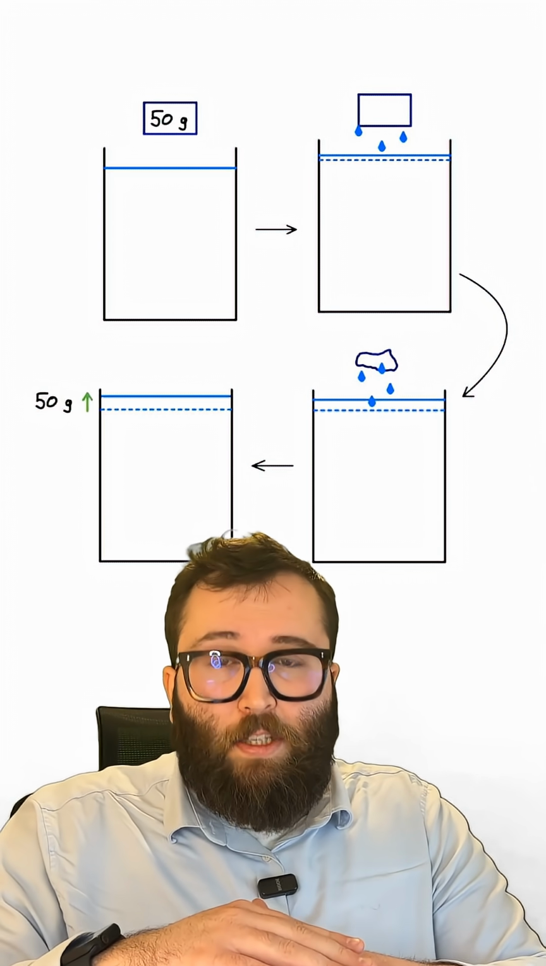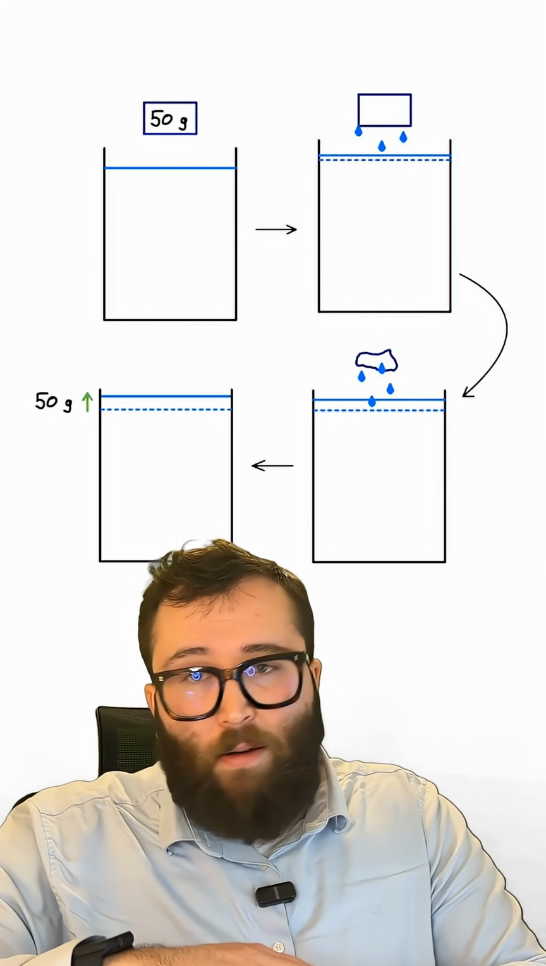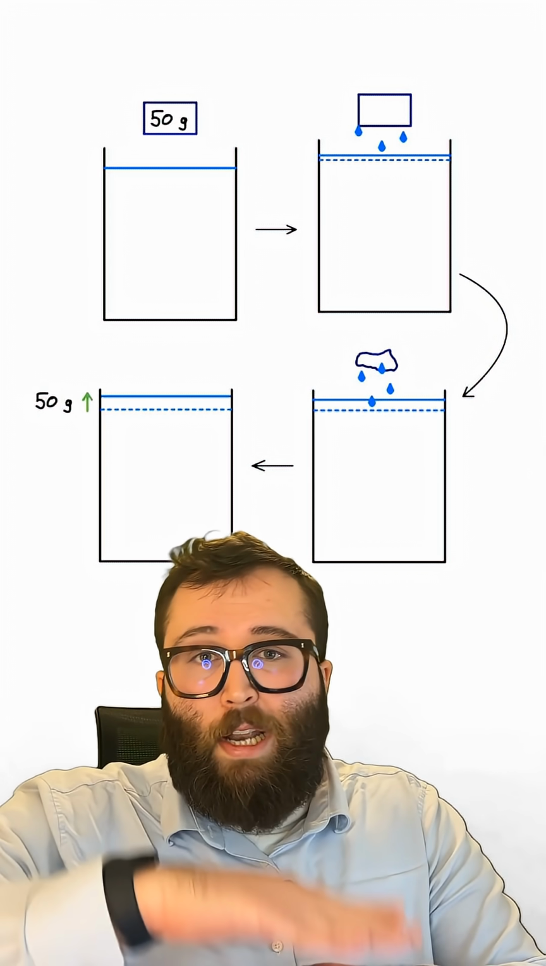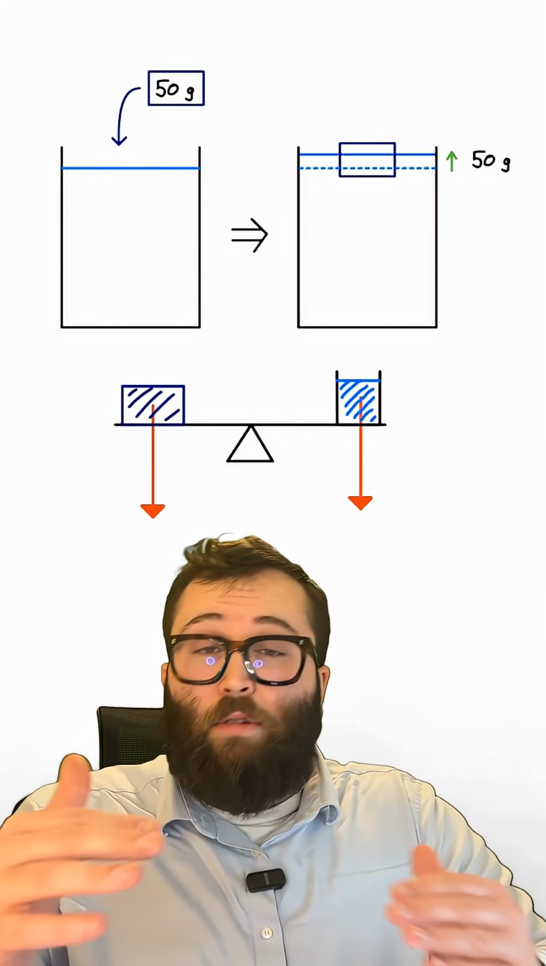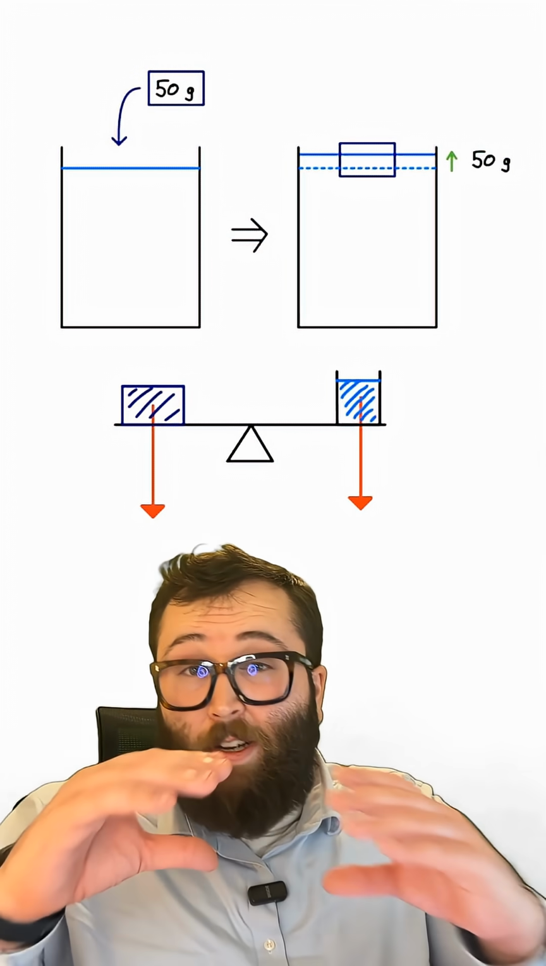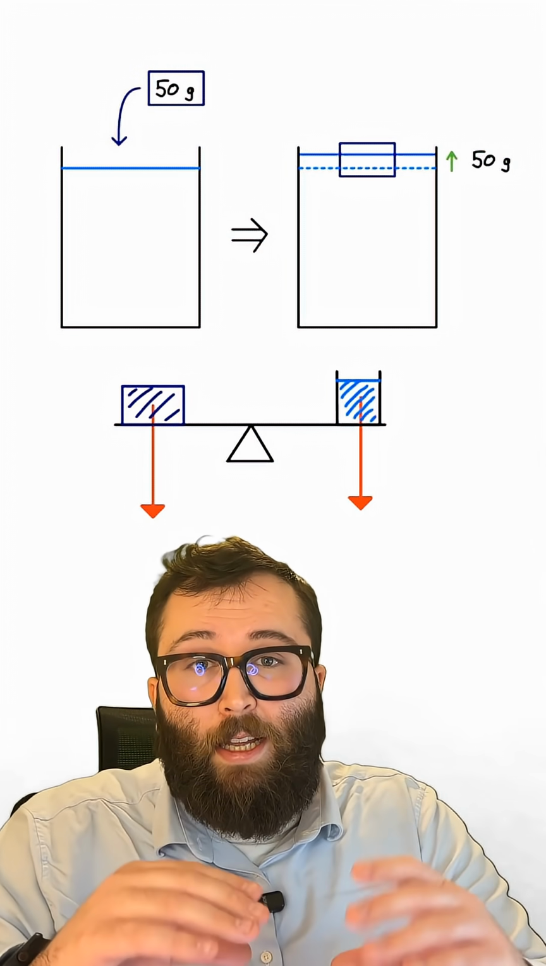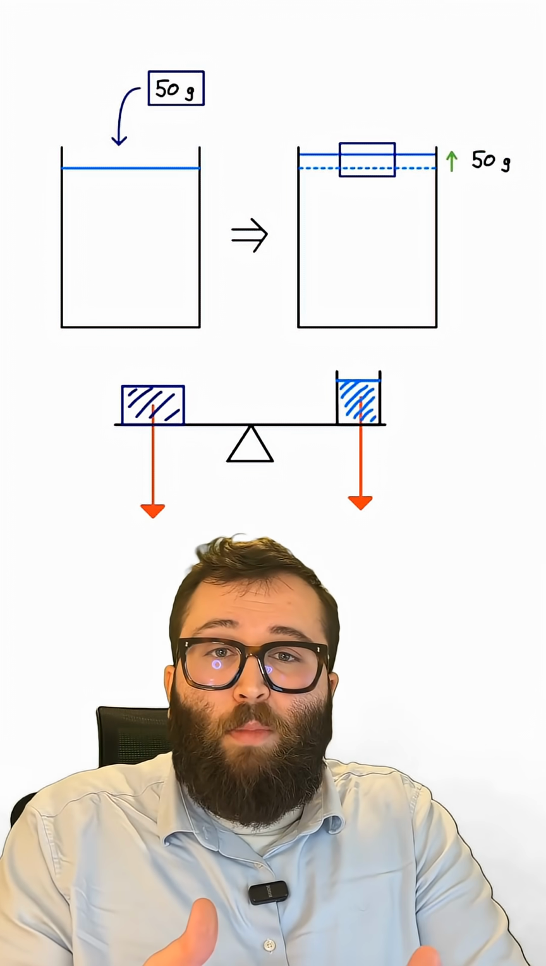So melting the ice cube raises the water level by whatever the equivalent extra level will be for 50 grams worth of water. And in the first case, we also raised the level of the water by an equivalent of 50 grams worth of water just by putting the solid ice cube into it.